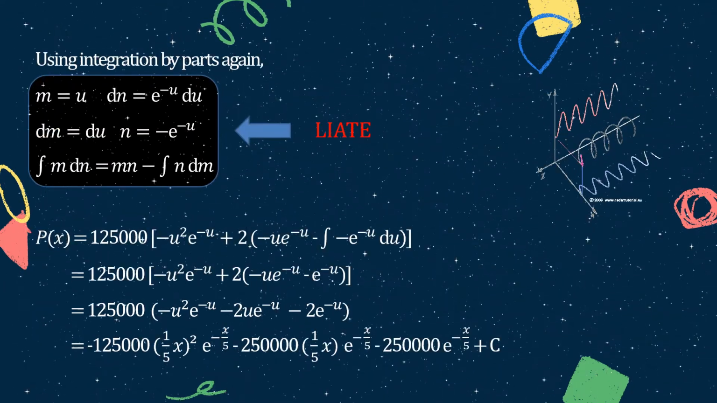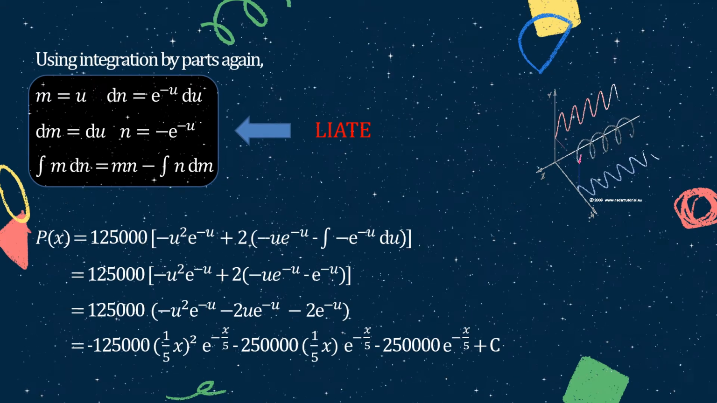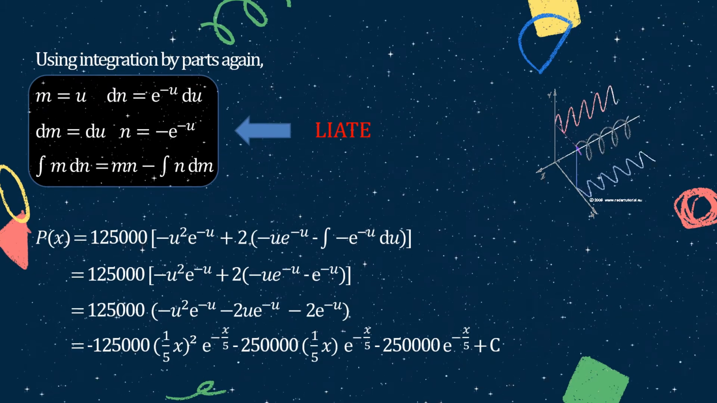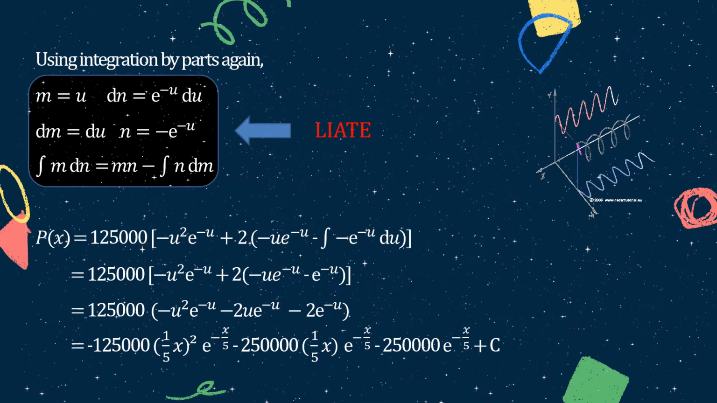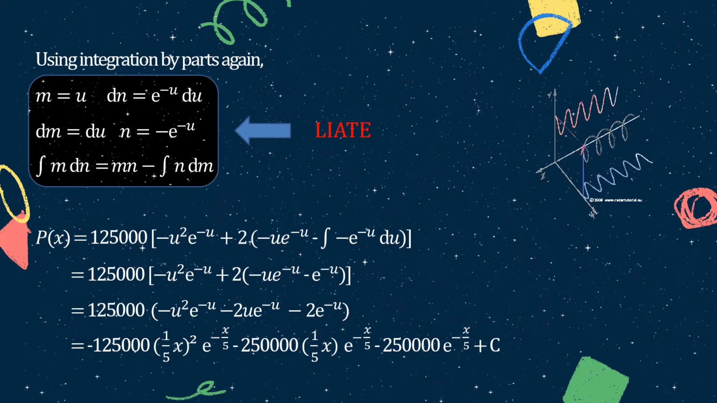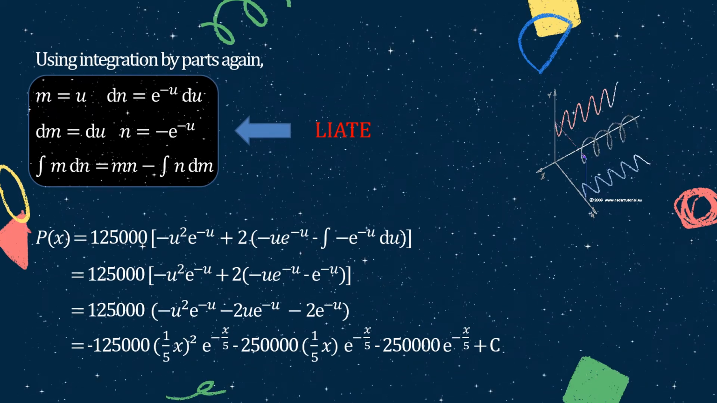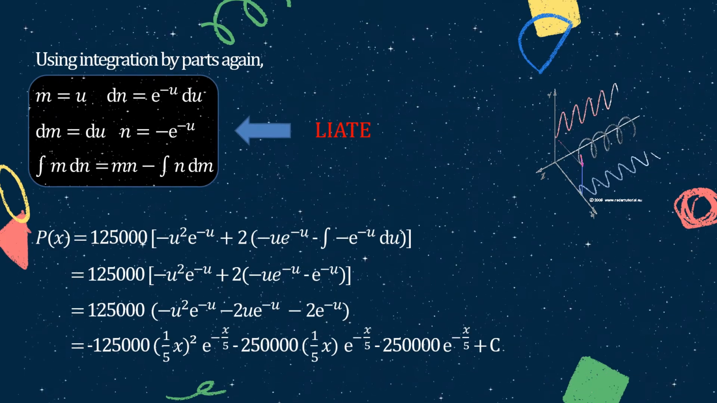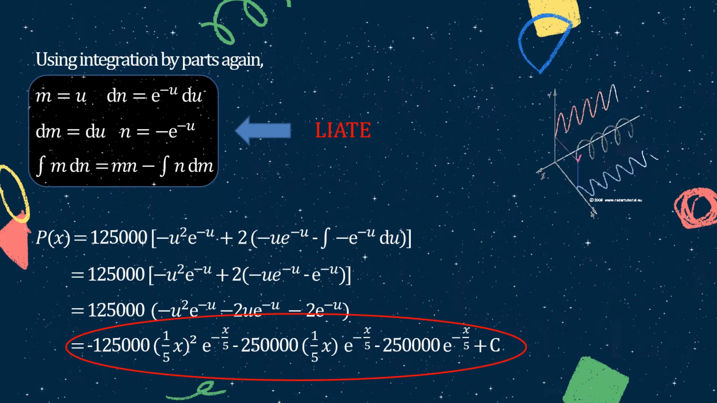After applying integration by parts, we will get u exponent power of negative u. This integral is still unsolvable using normal integration, so we have to reapply the integration by parts for the following function. Based on the basic properties of integration by parts, we take m equals u and dn equals exponent power of negative u. And therefore, after some substitution, we will get the following equation.